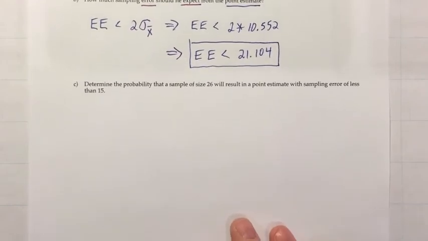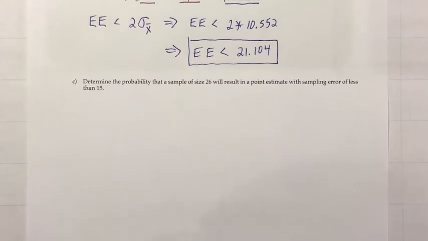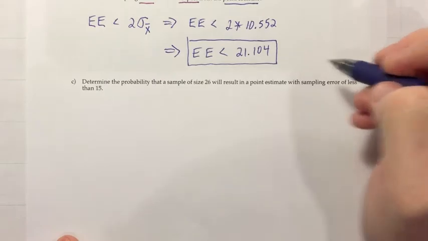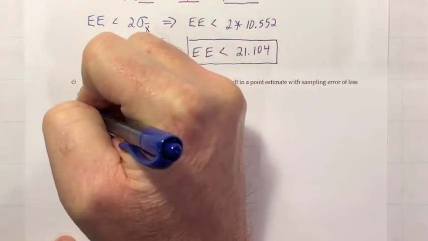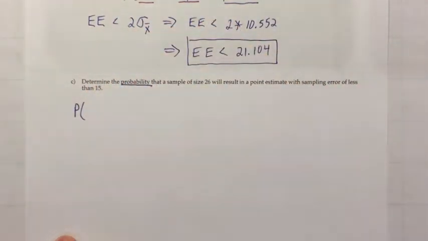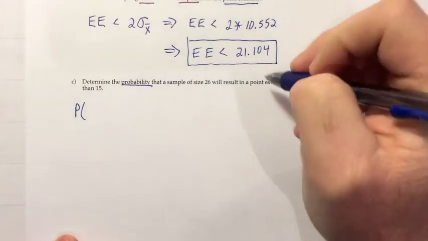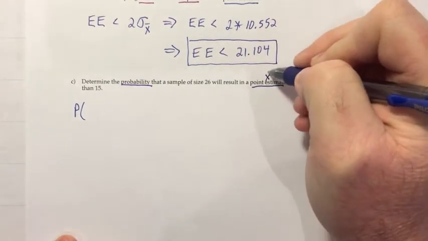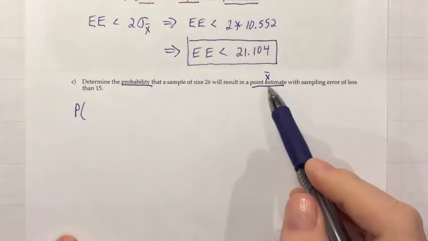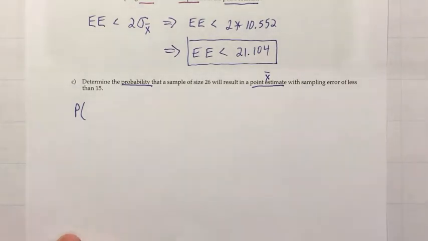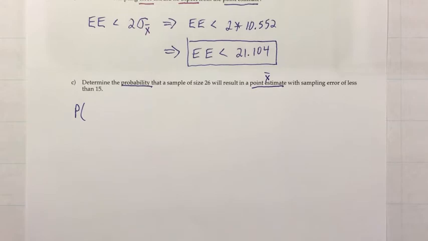All right, let's move on to the final question on this one. Determine the probability that a sample of size 26, which is the one we've been talking about so far, will result in a point estimate with a sampling error of less than 15. So they want us to do a probability question. And the point estimate is that x bar. So eventually this is going to become a probability question about x bar. That's what we use for our estimates when we're dealing with means.